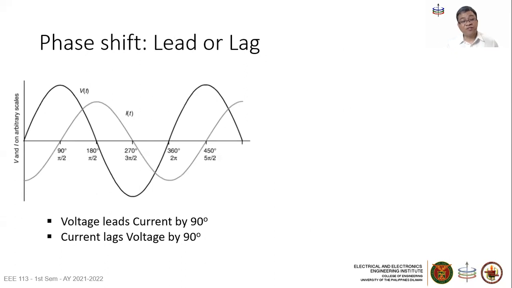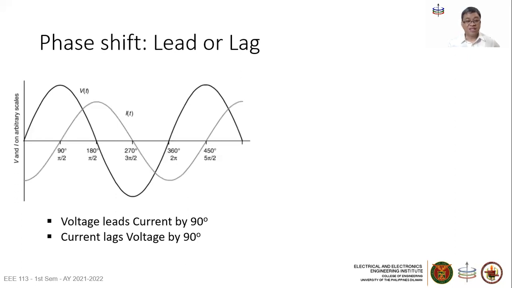In terms of the phase shift, let's look at these two sinusoids again. That's the voltage signal there, and that's the current signal there. Notice that there is a phase shift here of 90 degrees. And with 90 degrees, you could be familiar with pi over 2 radians. So this time, we say that the voltage is leading the current by 90 degrees.